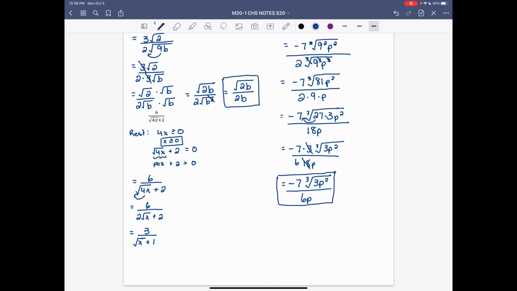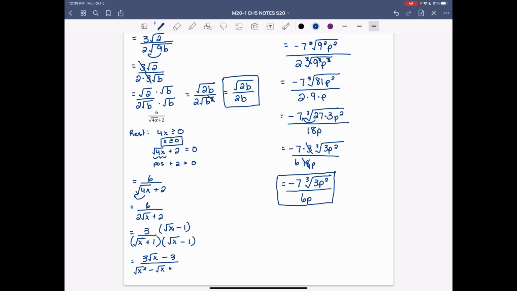Now I need to rationalize the denominator. It's a binomial denominator, so I want to multiply top and bottom by the conjugate of our denominator, root x minus 1, root x minus 1. On the top, I get 3 root x minus 3. On the bottom, root x times root x is root x squared. Root x times -1, negative root x.